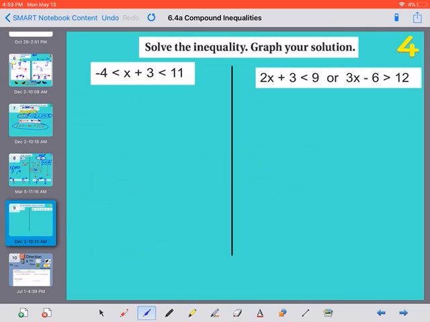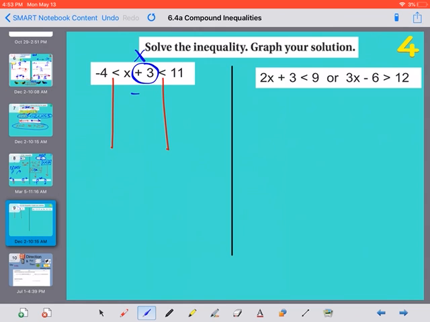Alright. Next, solve the inequality and graph your solution. This is where it becomes a little bit tricky. We are not splitting this up right away. Normally when we solve an inequality, we draw our line down. We have two inequality symbols, so we just need to draw two lines. So we need to get x by itself in the middle. So we need to get rid of this 3.